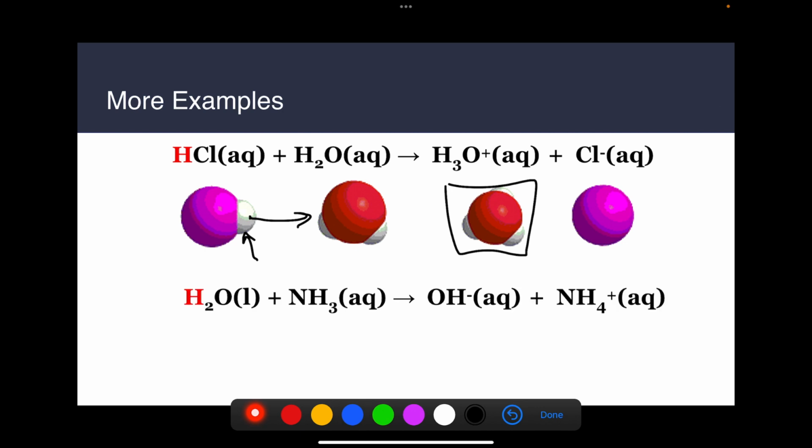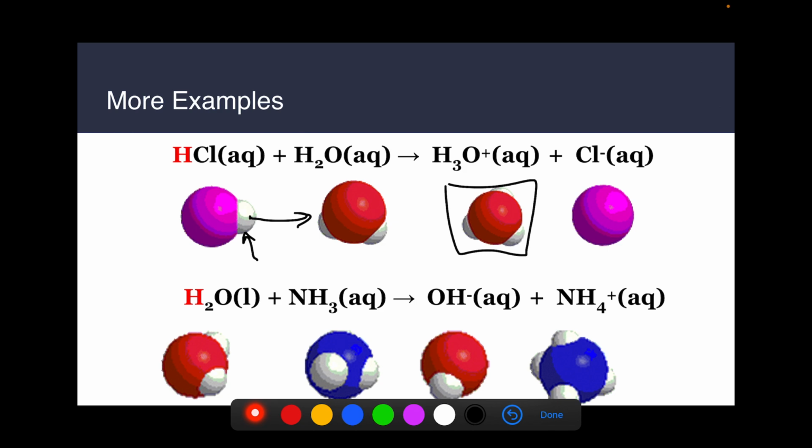Another example would be water combining with ammonia. In this case, water is going to transfer its proton. It's going to act as the acid. So one of those two H plus ions, or protons, from water will come over and combine with NH3 to give us NH4 plus, leaving behind the OH minus from the water. Looking at this as a particle diagram, let's take our H plus here, transfer it over to our NH3 to give us NH4 plus, leaving behind the OH minus.